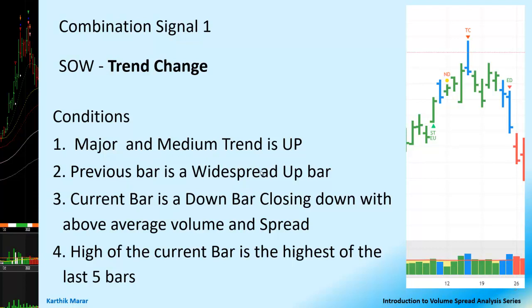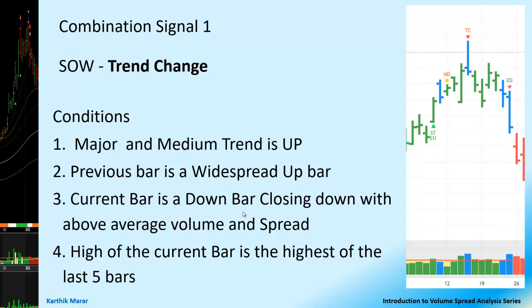The previous bar is a widespread up bar, and the current bar is a down bar closing down, that is near the lows, with above average volume and spread. What it means is there has been a lot of selling in this current bar. That is why it is closed down. Though it opened high, the high is the highest of the previous 5 bars. It would also mean that in the previous bar, which is a widespread up bar, there has been a lot of passing of stocks from the strong hands to the weak hands.